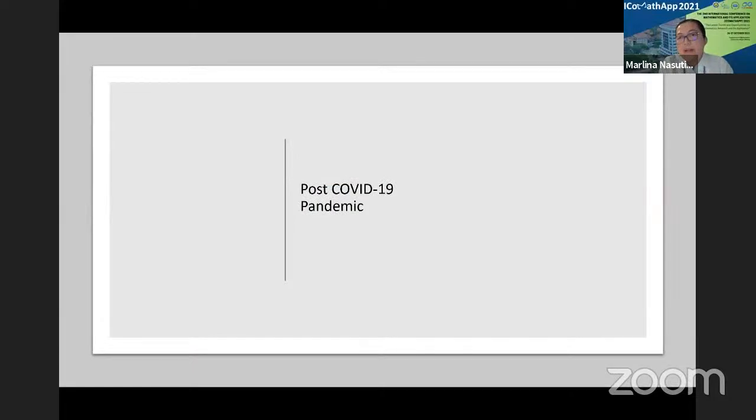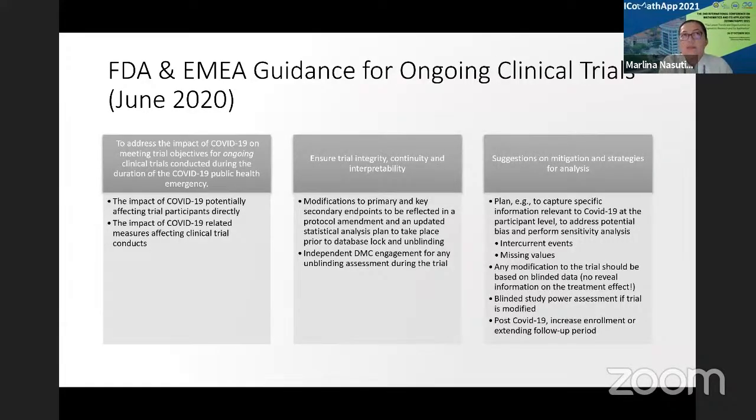Now, what happened after the COVID-19 pandemic here? So recognizing there is a pandemic in March 2020, FDA and EMA bergerak cepat. Jadi waktu itu kan pandemiknya mulai March 2020, mereka June 2020 sudah mengeluarkan guidance for ongoing clinical trials, not specific to COVID-19. Any ongoing clinical trials.